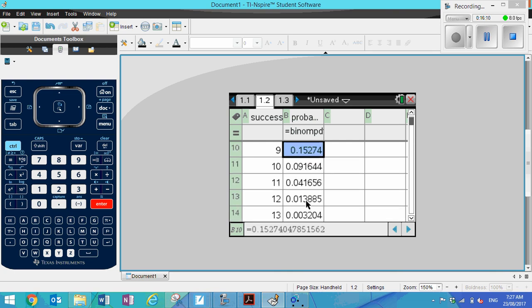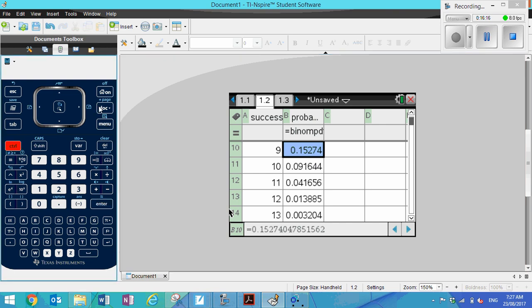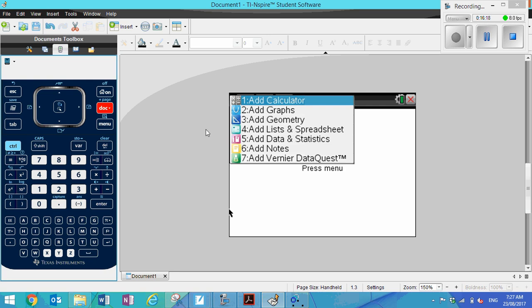Not below. We can now look at a graph of that, which means we now put a new page in, and we want to see this one, which is our graph with our data and statistics.